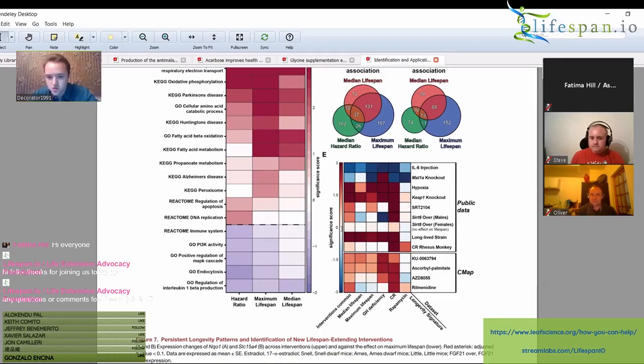So in females, we observed no significant effect on signatures, and no significant effect on lifespan and health span as well.